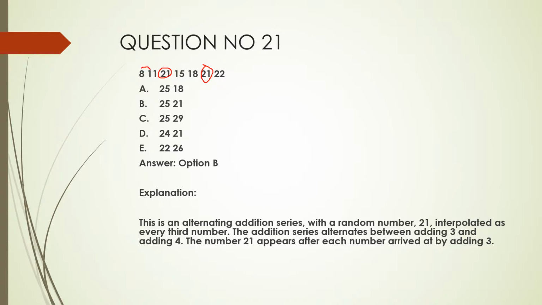8 to 11. So plus 3, 3 is added. Then 11 to 15, you got plus 4. Then 15 to 18 plus 3. 18 to 22 plus 4. Then next will be plus 3. So 22 plus 3, it will be 25. Then the constant is 21. So the answer is B, 25, 21.